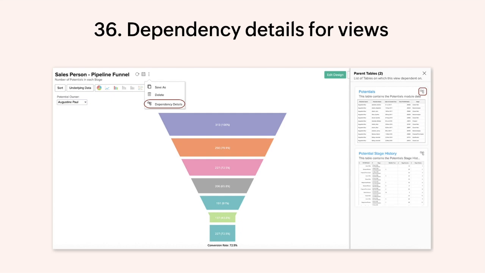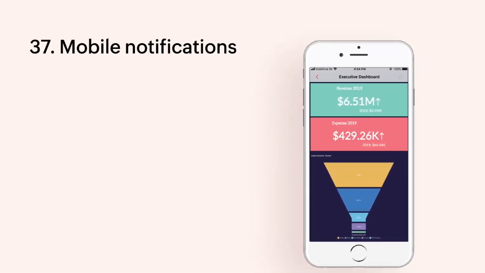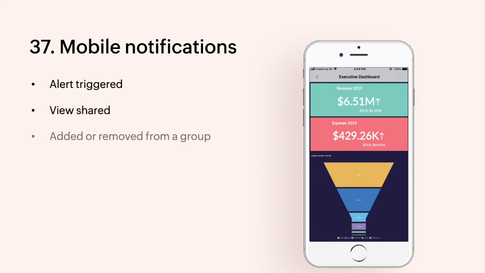Here's an interesting update on mobile notifications. This is about the mobile app, which is available on iOS and Android. You can now get notifications delivered inside your mobile app when an alert is triggered, when a view is shared, or if you're removed, or if you're added to a group.